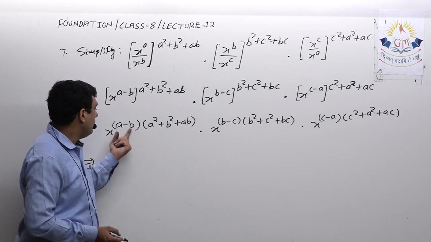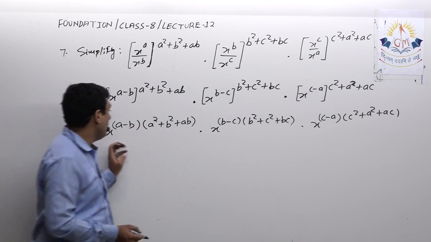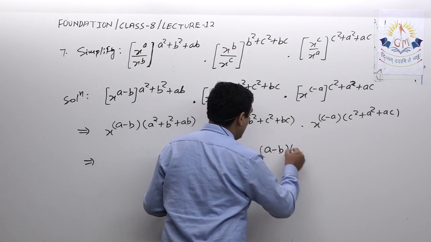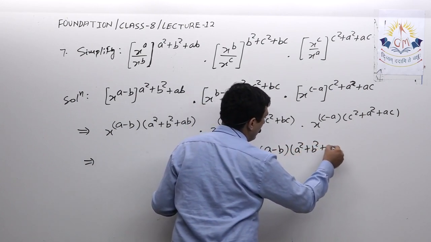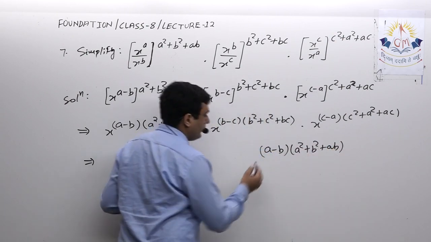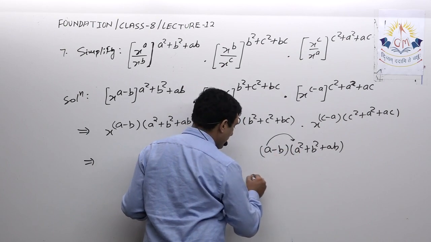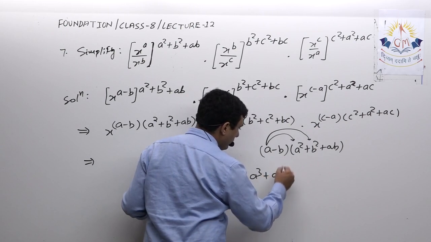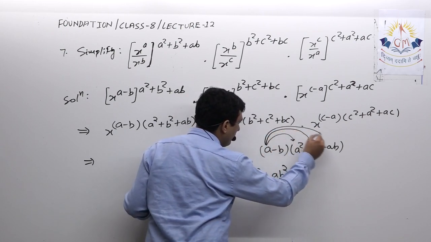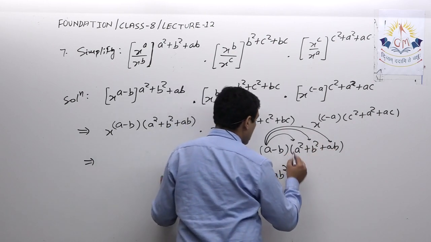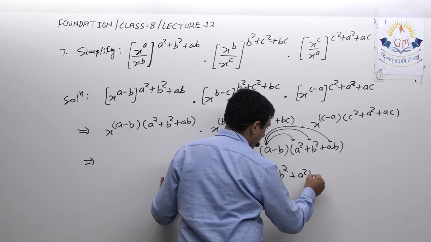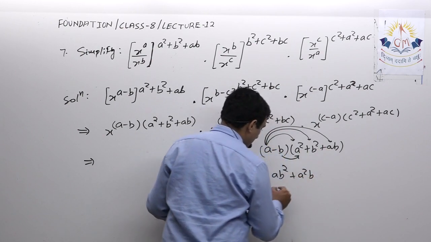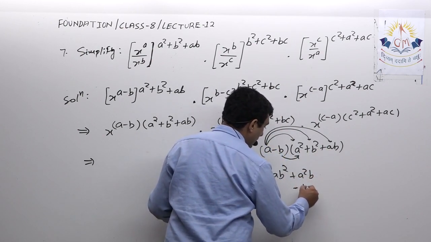But even though if you are not ready with the identity, then what you can do, you can simplify this by multiplication in this way. See, I have to multiply a minus b, a square plus b square plus ab. So if I multiply, let us see what we will get. A multiplied by a square, that is a cube, then a multiplied with b square, that is plus ab square, then a multiplied with this term, that is plus a square b. Okay, then this minus b multiplied with a, that is minus b a square. So I am writing over here minus b a square.